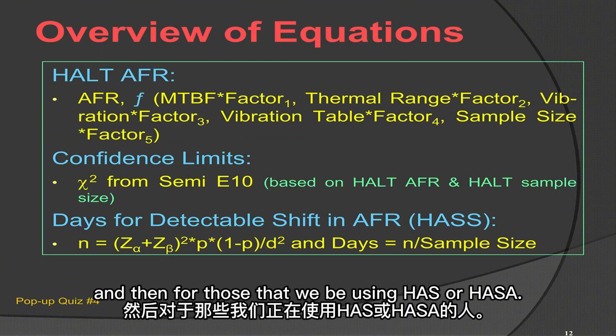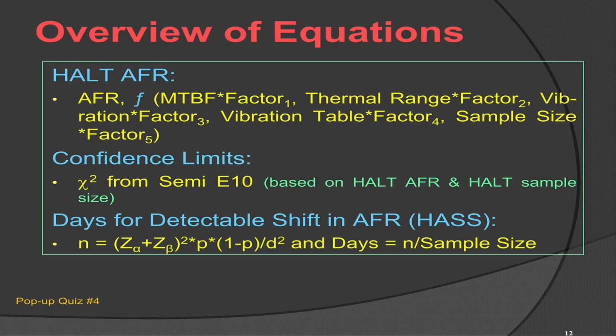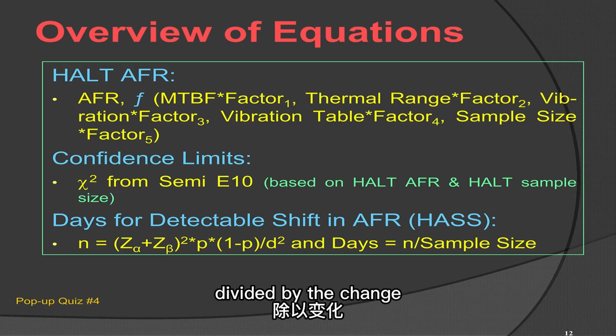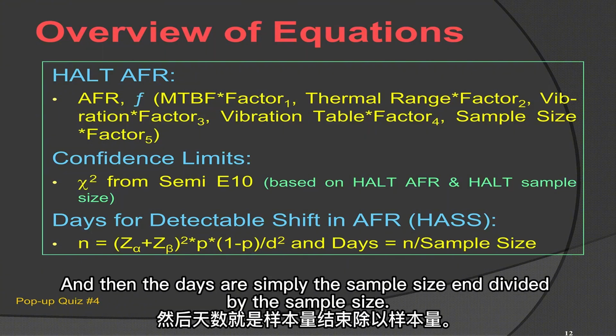And then for those that will be using HASS or HASA, the sample size is based on the binomial distribution using Z alpha and Z beta with the probability and 1 minus the probability or confidence, and then divided by the change in outgoing failure rate that you wish to detect. And then the days are simply the sample size n divided by the sample size.